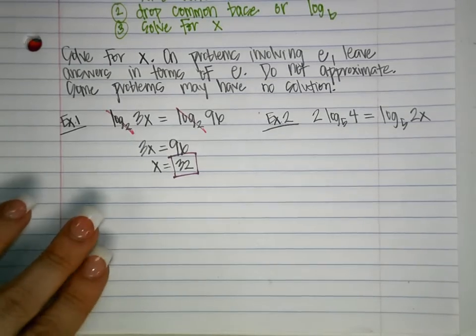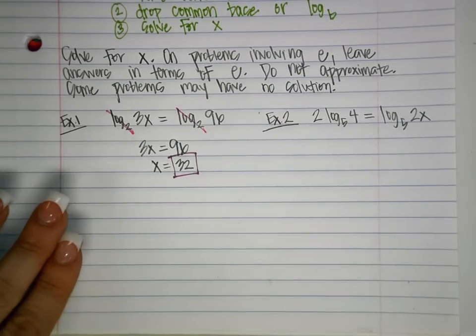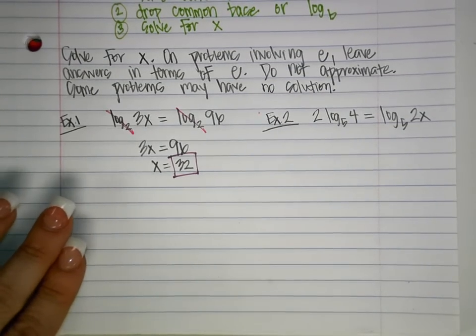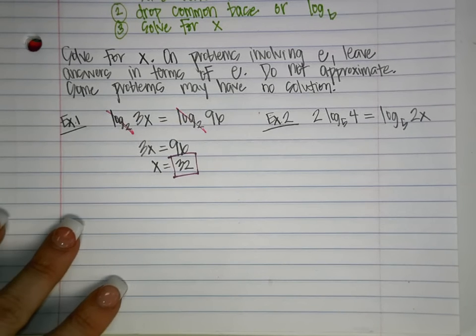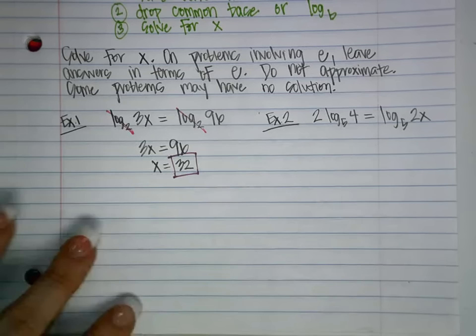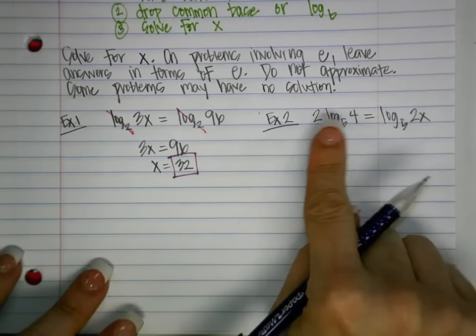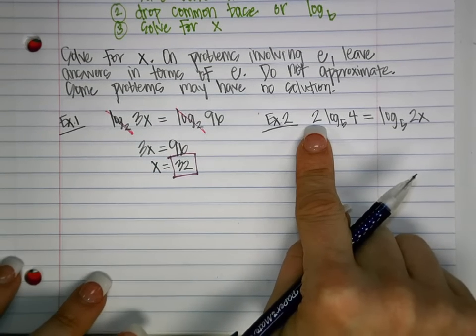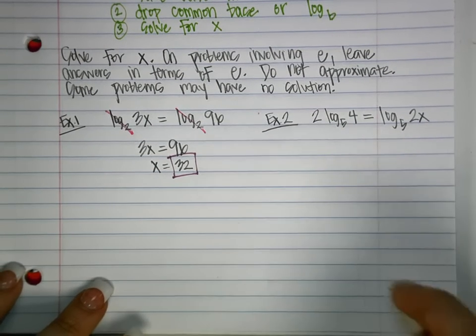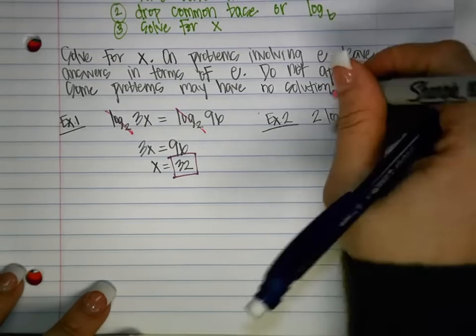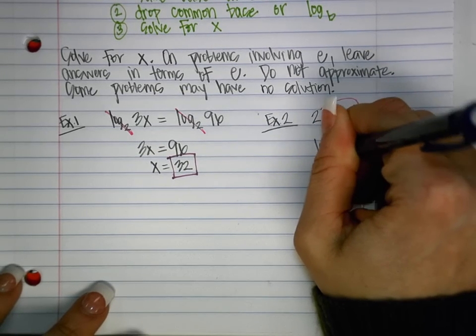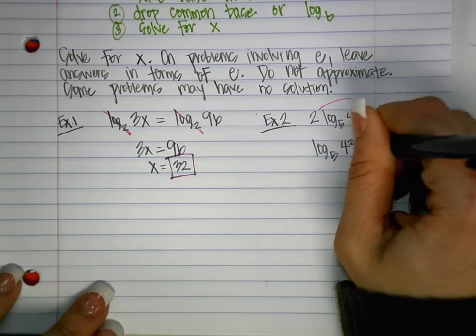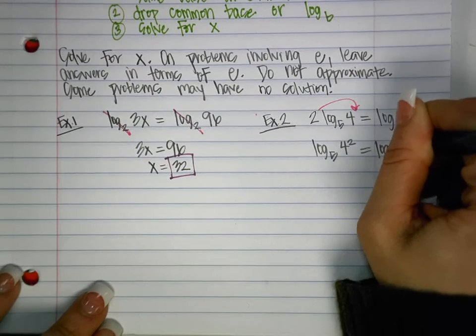2 multiplied by log base 5 of 4 equals log base 5 of 2x. So this one's just a little bit different. When I told you to condense to a single log, I mean I need to have nothing in front of it. So how do I move that? It's a power rule, right? So this becomes log base 5 of 4 squared equals log base 5 of 2x.